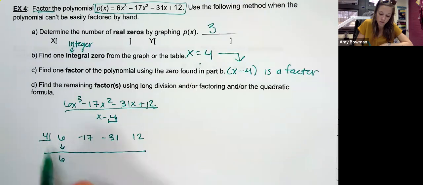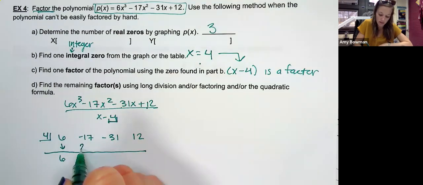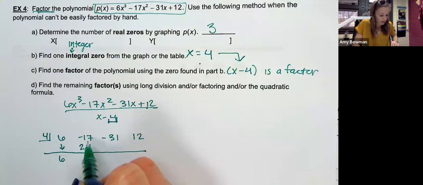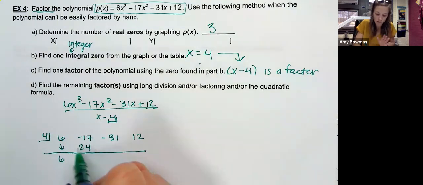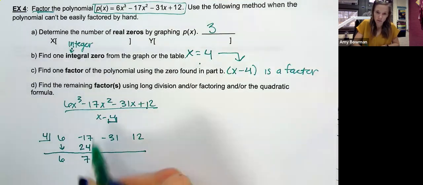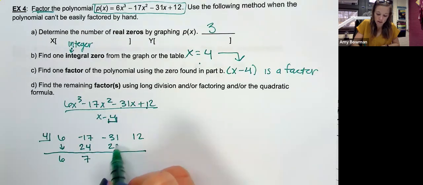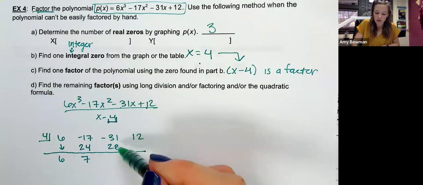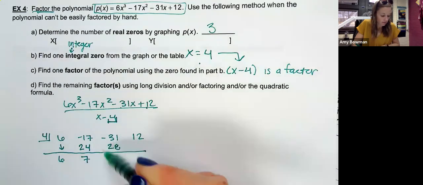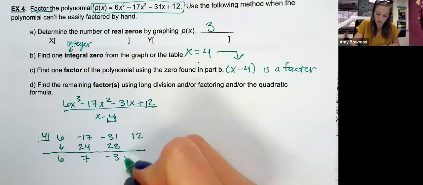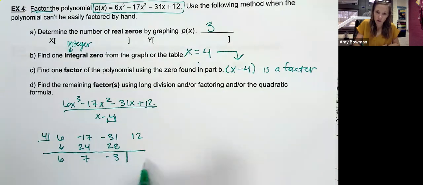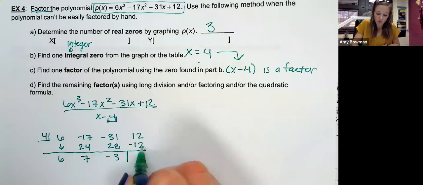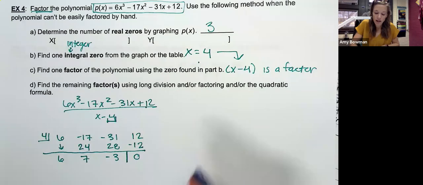6 times 4 is 24. We write that in the next blank under negative 17. Then we combine negative 17 plus 24, which is 7. Then we repeat, 7 times 4 is 28. Put that under the negative 31. Combine negative 31 and positive 28, we get negative 3. I know that this last number here is going to be my remainder. We finish with negative 3 times 4, which is negative 12, and 12 minus 12 is 0. We should absolutely expect that to be 0.